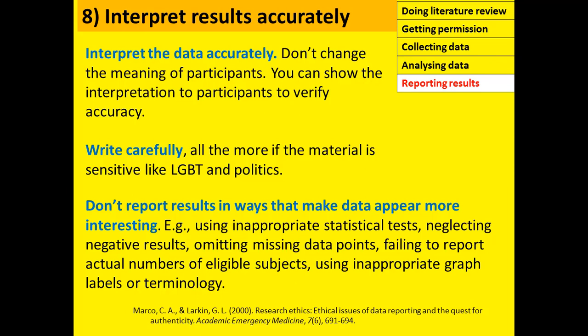And lastly, this one could be very tempting to researchers trying to publish. You know, you want to make the data look more interesting than it really is. If you are using writing skills, that's okay. But here we are talking about unethical practices, like using inappropriate statistical tests, or purposely omitting the negative results, or omitting certain data points, or not reporting certain kinds of information to the readers because we don't tell them, they don't know. Okay, or using inappropriate graph labels and terminology. All these are very subtle ways of misrepresenting the results. So we should try to be honest and not to do this.